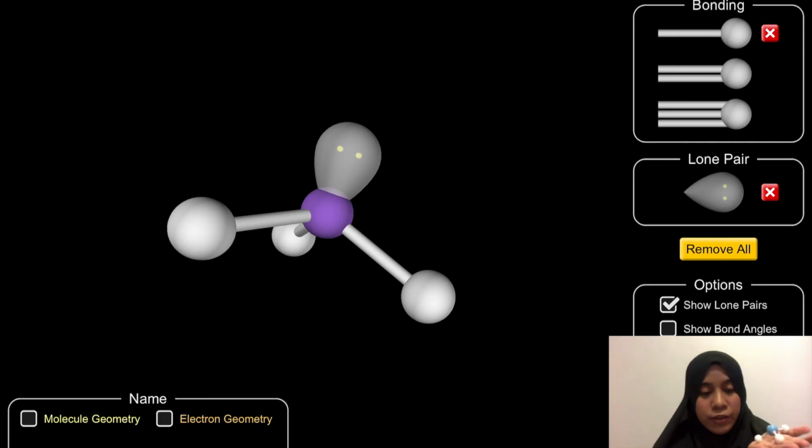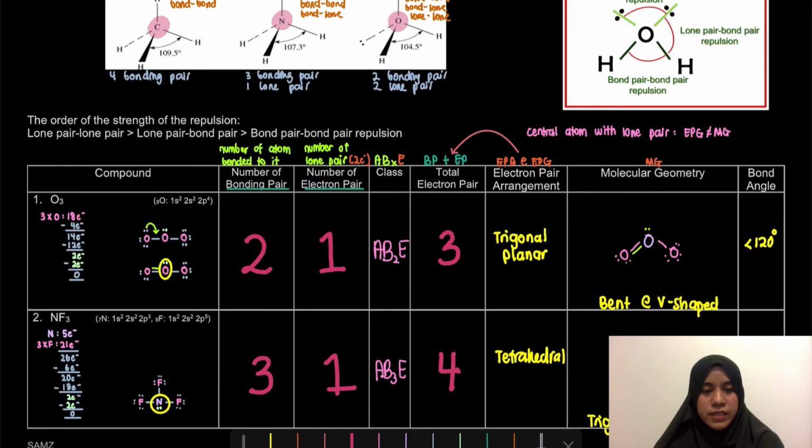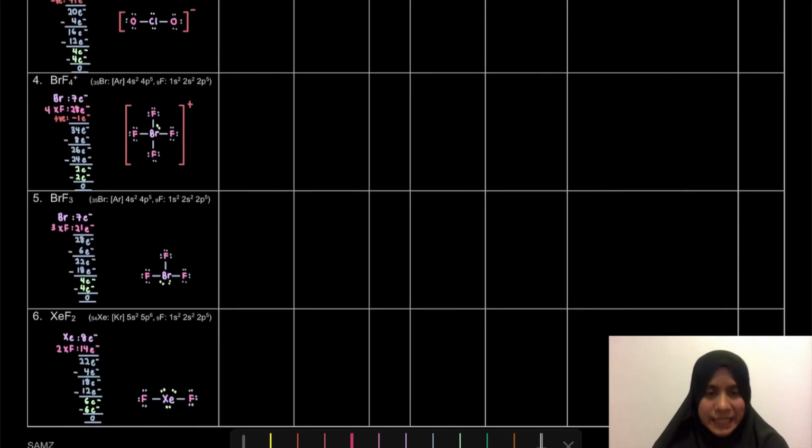Okay, again, electron geometry is actually based on how many. Kan ada 4 kan? 3 bonding pair, 1 lone pair. Total dia 4. So, electron geometry kalau 4, tetrahedral. Tapi molecular geometry dia panggil trigonal pyramidal.